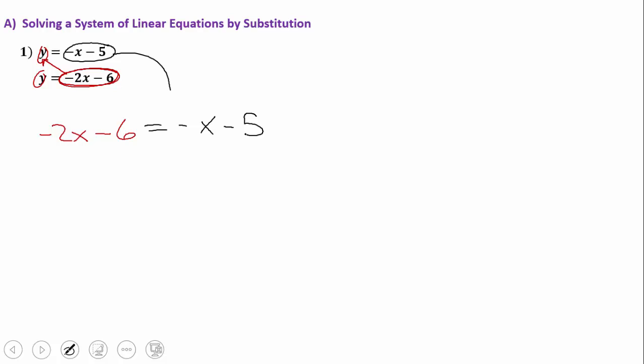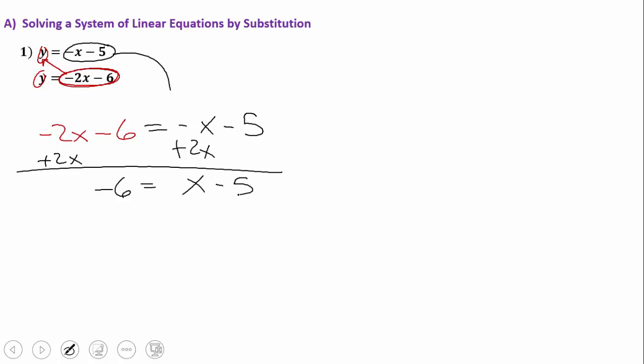Well, how do we do that? We combine the variables on one side. I like to have mine positive, so I'm going to add 2x to both sides. That gives me negative 6 equals, well, negative x plus 2x is just x, minus 5. Now I'm going to continue by isolating the variable. Now that I've combined them, I've simplified it. I'm going to isolate by adding 5 to both sides to keep it balanced. And negative 6 plus 5 is negative 1 is equal to x.